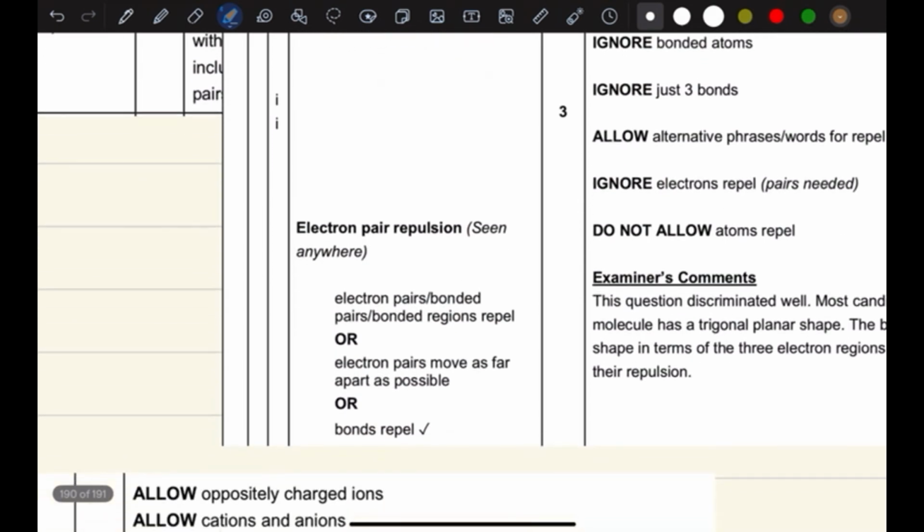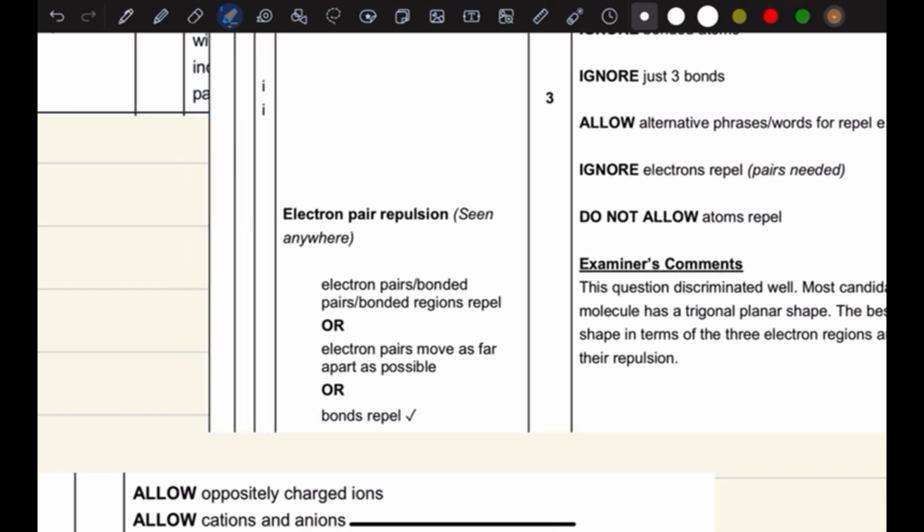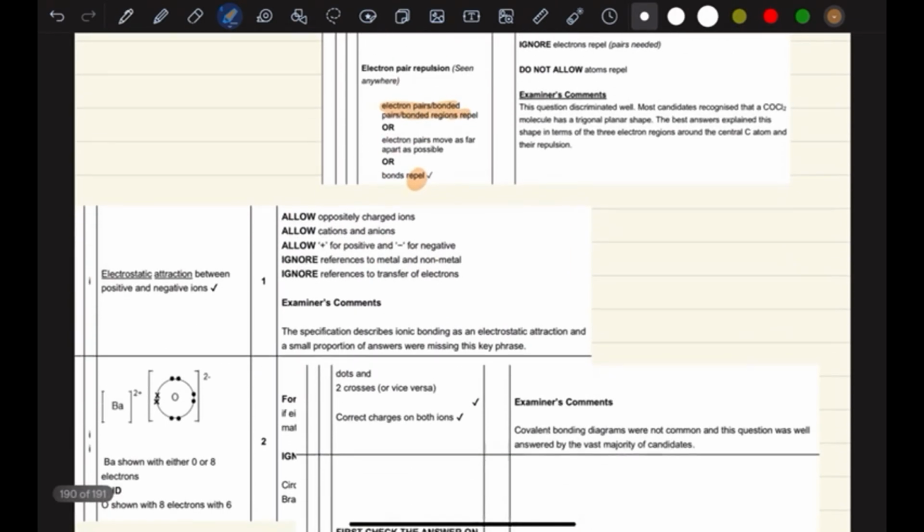Cool. Then, like I said, think about electron pairs. I've always said that they repel equally. Saying that they repel gets you a mark. Far apart as possible, weird way to say it, but still fine. And then electron pairs or bonding pairs repel. Literally just anything like that will get you a mark. So just make sure to say it in your question.